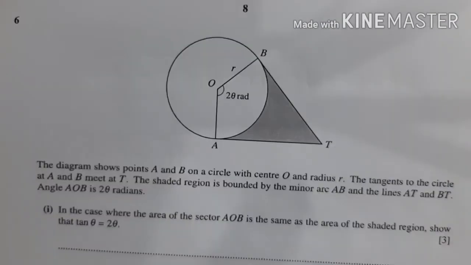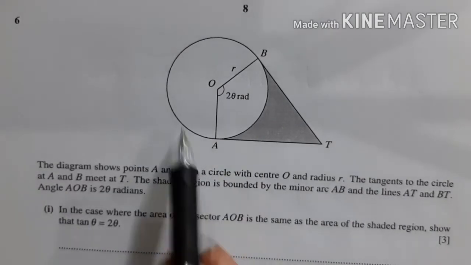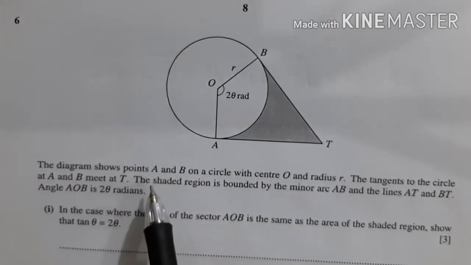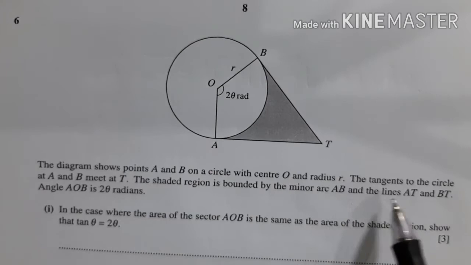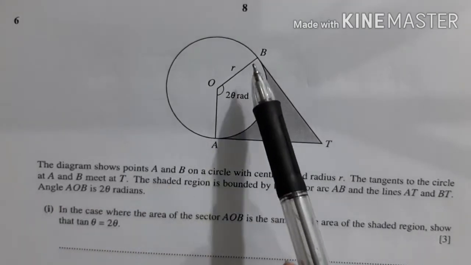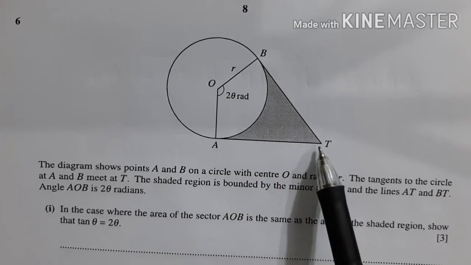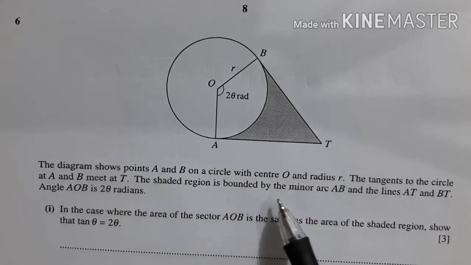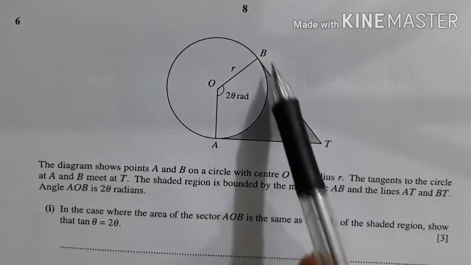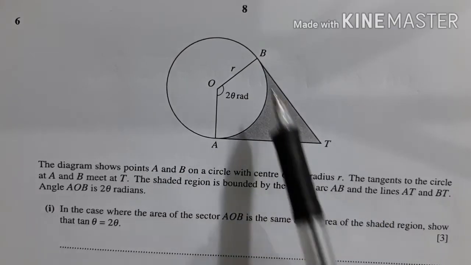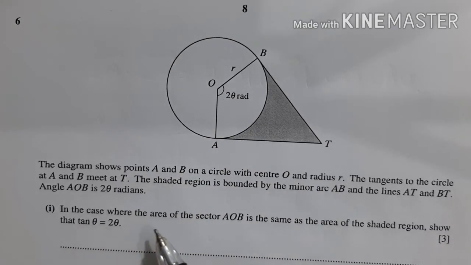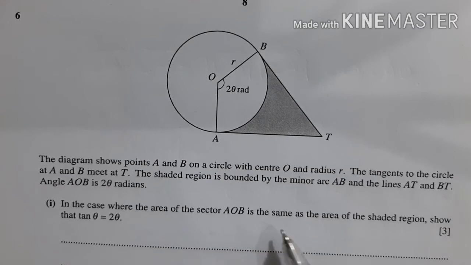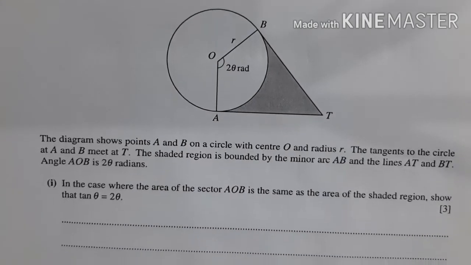This is our answer. Question 7, you can see a figure. The diagram shows points P, A and B on the circle with center O and radius r. The tangents to the circle at A and B meet at T. These are the two tangents, meeting at T. The shaded region is bounded by the minor arc AB and the lines AT and BT. Angle AOB is 2 theta radians. In the case where the area of the sector AOB is the same as the area of the shaded region, show that tan theta is equal to 2 theta.